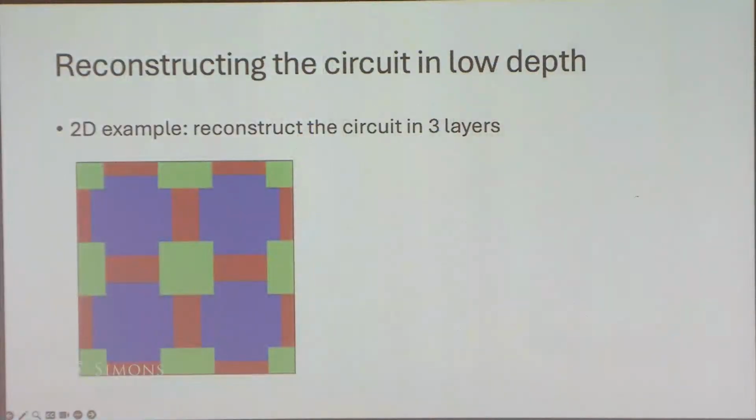it has 3 colors, right? It has red and green and blue. But if you look at each color, if you look at each green colored region, every green piece is sort of far away from every other green piece. And the same is true also for the red and blue. And somehow this is really important. OK, so let's see how to use this picture to reconstruct the circuit in low depths, which happens in 3 layers, exactly corresponding to the color.